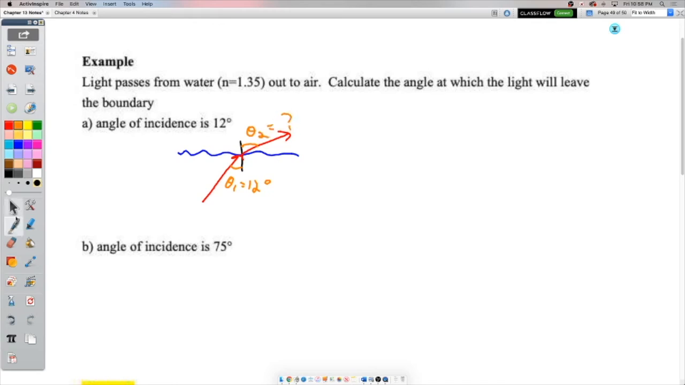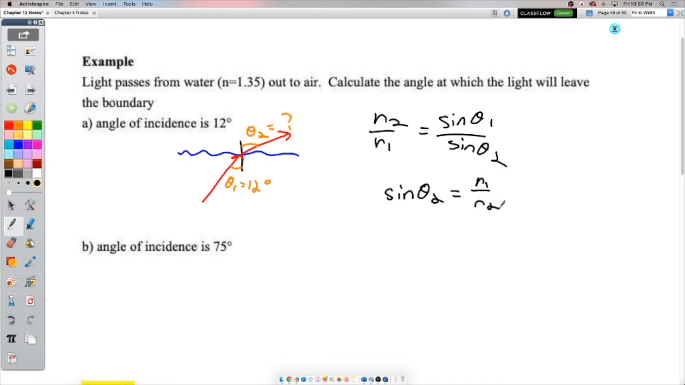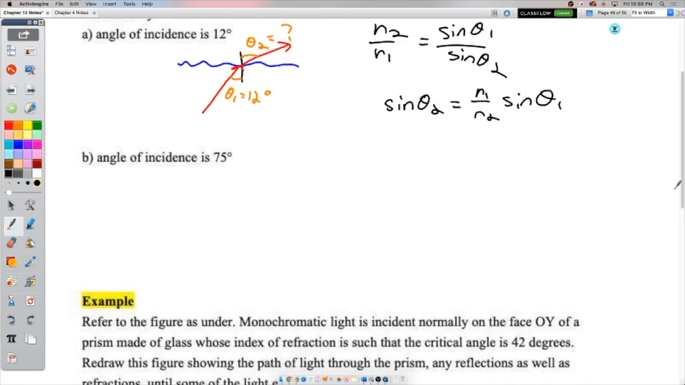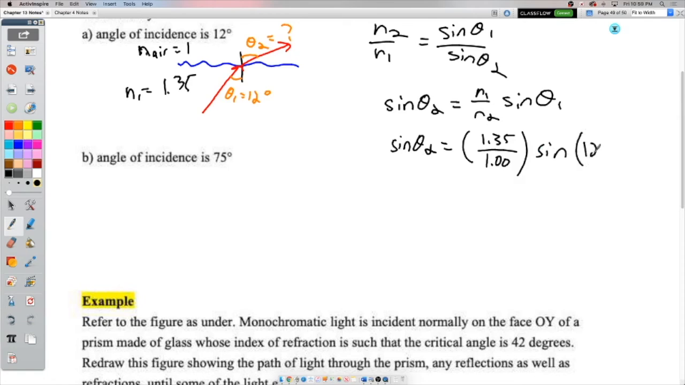Okay, simple enough. So n2 over n1 equals sine theta 1 over sine theta 2. We've done this manipulation enough that I'm just going to jump to this. If you're not sure how I got there, you can go back and look. And so sine theta 2 equals n1, which is 1.35, over the index of refraction of air, which is 1.00. That's on the back of your formula sheet, by the way, times sine of 12 degrees, the incident angle.